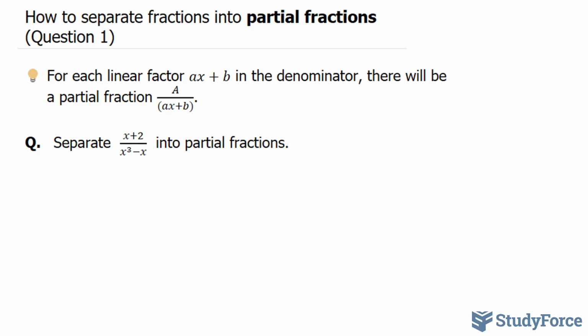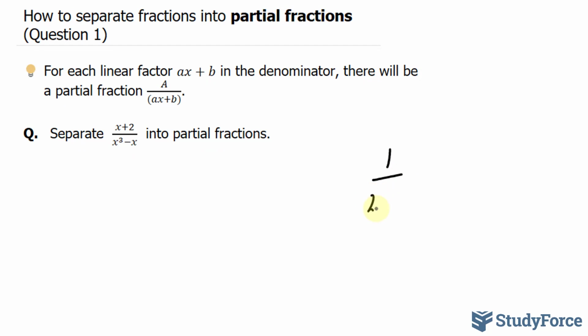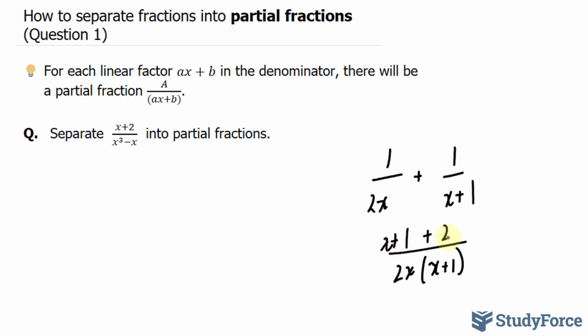For example, let's say we wanted to add 1 over 2x plus 1 over x plus 1. We multiplied the denominators together, giving us 2x times x plus 1. And then we cross-multiplied the denominators with their opposite numerators to get x plus 1 plus 2x. To create partial fractions, we're actually doing the reverse of this process. Given a proper rational fraction, we separate it into several simpler fractions whose sum is the original fraction. These simpler fractions are called partial fractions.